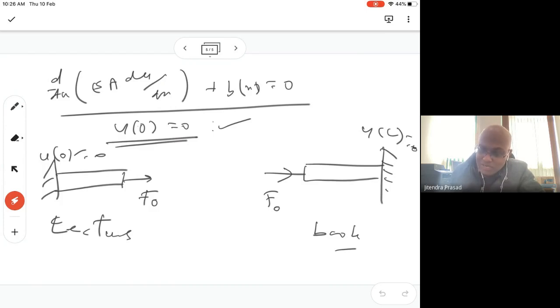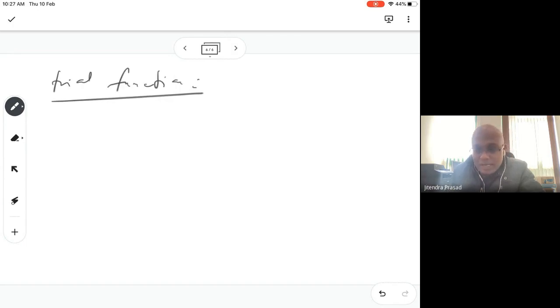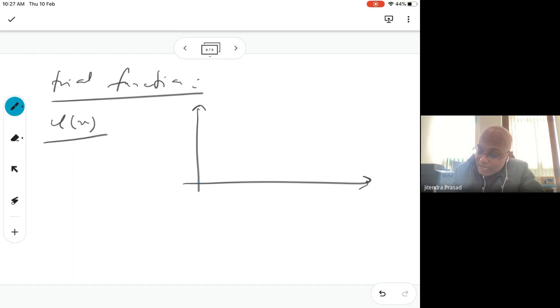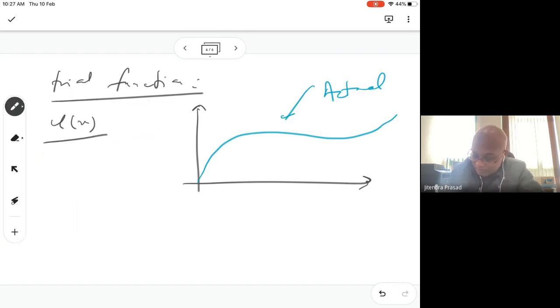Once we get from the strong form to the weak formulation, in the weak formulation we will put in different trial functions. So the trial functions are important. We have to look at what kind of trial functions are possible. Let us say in some problem, this is the actual solution.